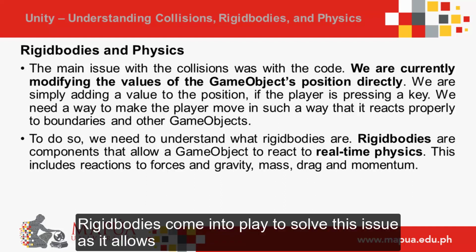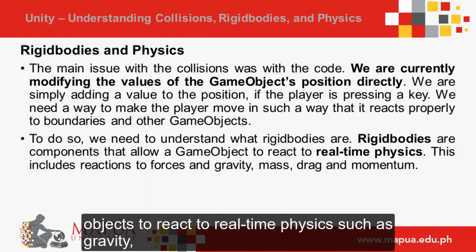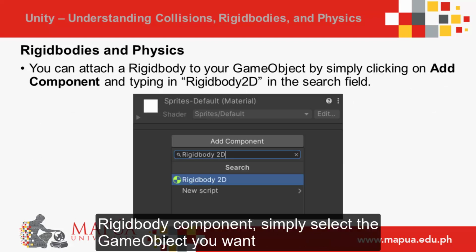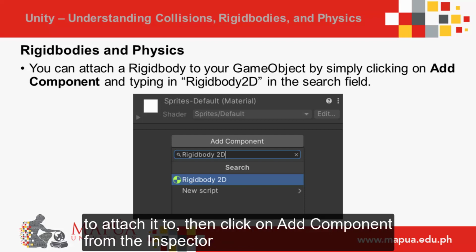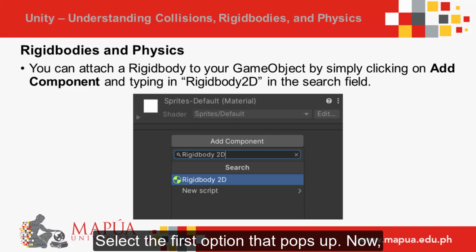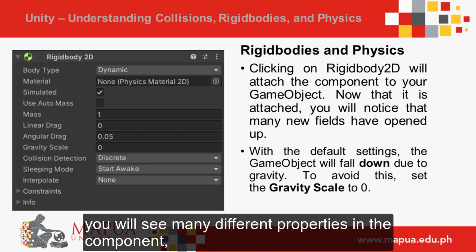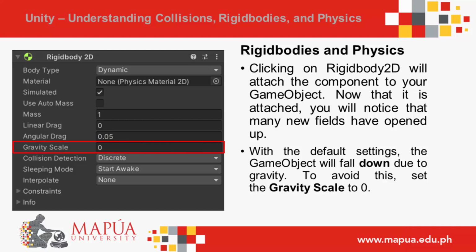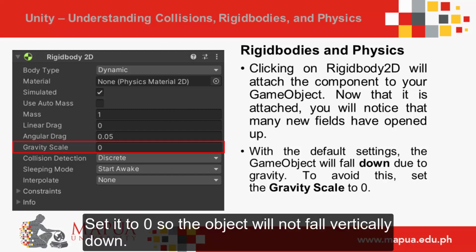Rigid bodies come into play to solve this issue as it allows objects to react to real-time physics such as gravity, mass, drag, and momentum. To add a rigid body component, simply select the game object you want to attach it to, then click on Add Component from the Inspector view and type Rigid Body 2D in the search field. Select the first option that pops up. Now, you will see many different properties in the component, but we will only need to focus on the gravity scale. Set it to 0 so the object will not fall vertically down.